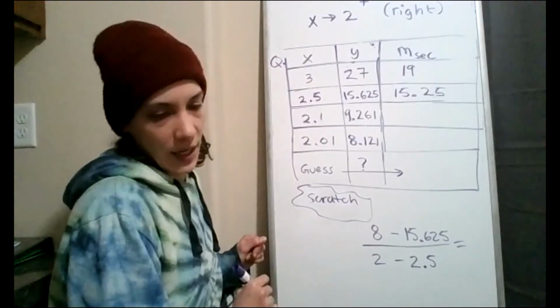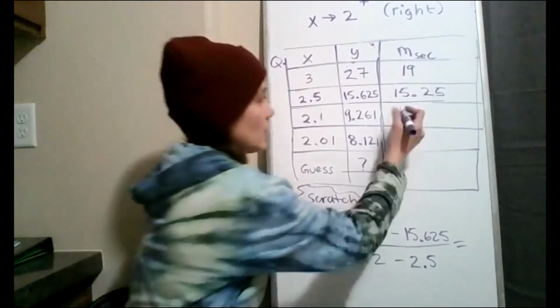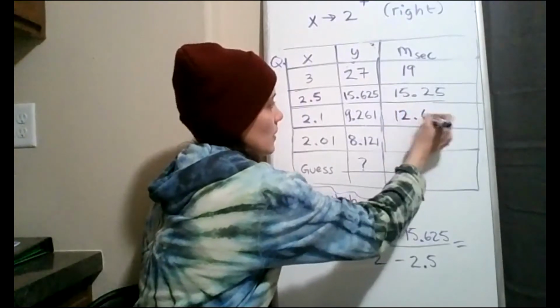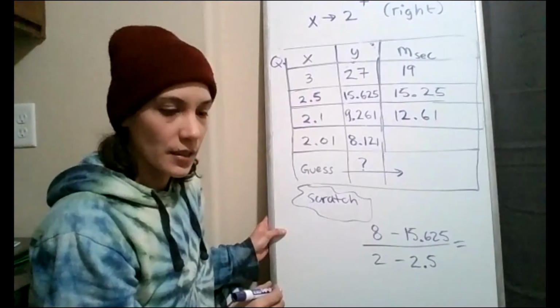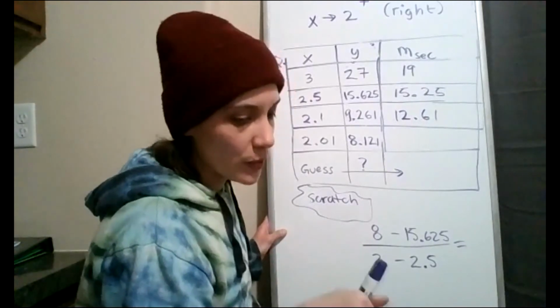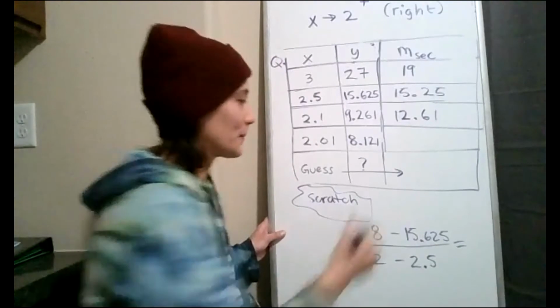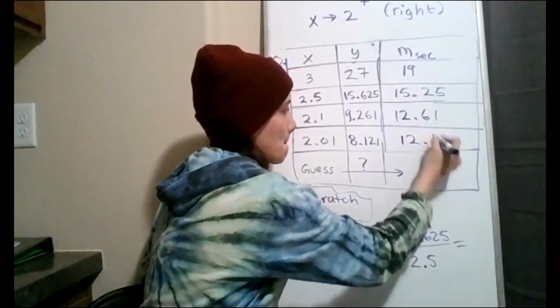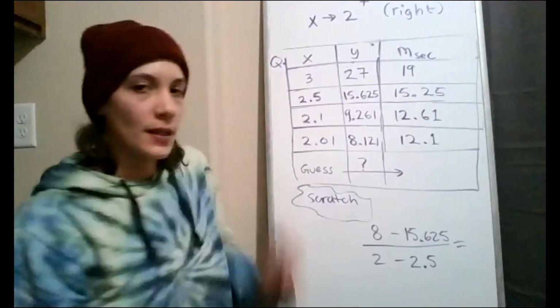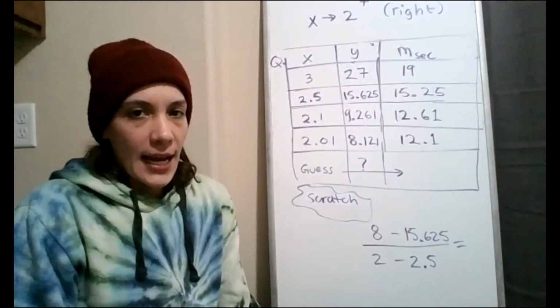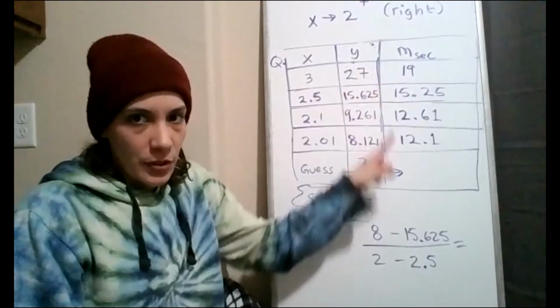Okay, so I got 12.61. And the next output is 12.06. Oh, 12.1, sorry. And someone's already mentioned that we're approaching 12.